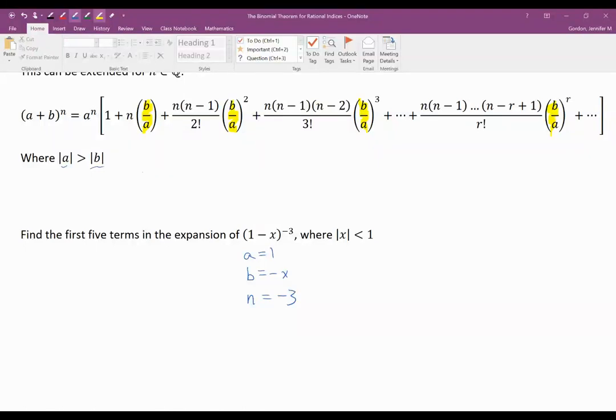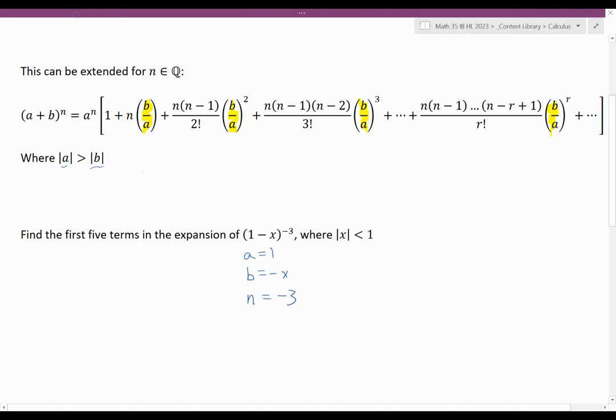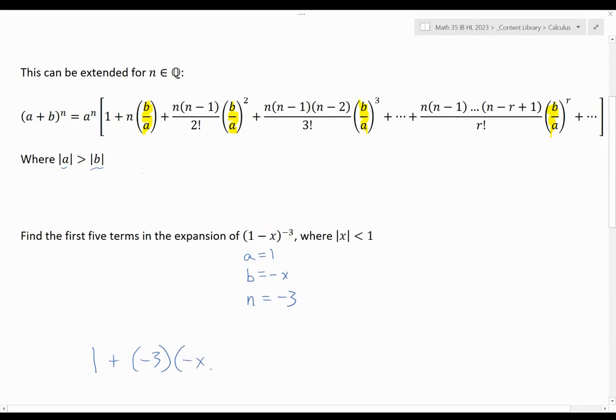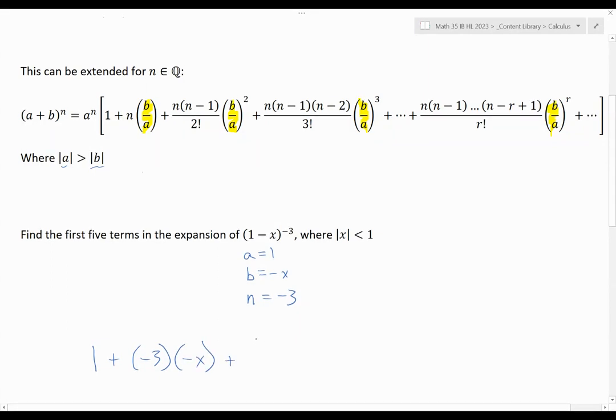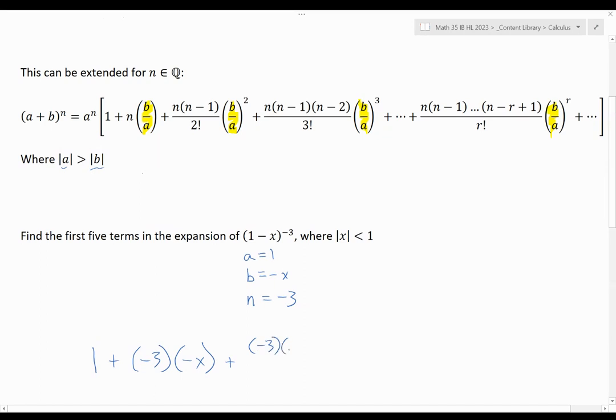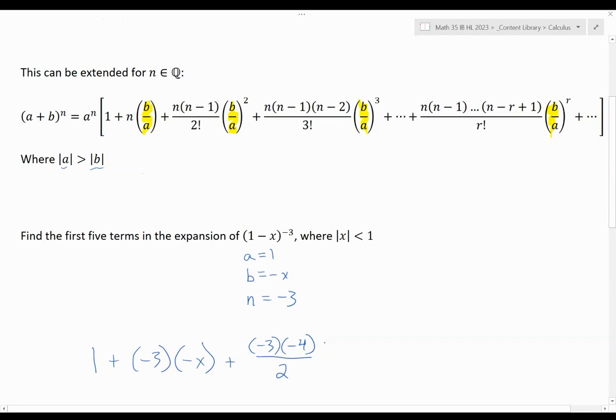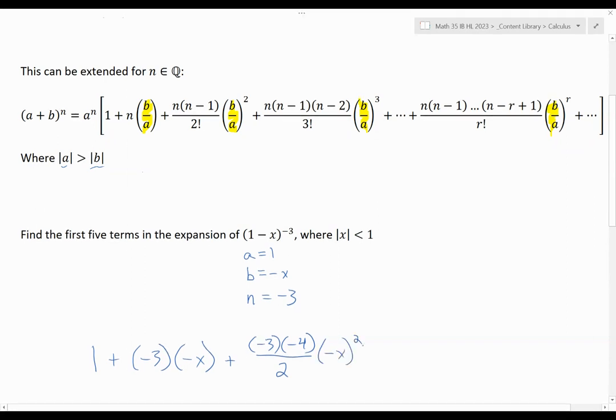So essentially what this formula requires us to do at the outset is factor out the a so that we have 1 plus b over a. So what we end up when we do this, well, a to the power of n is just going to be 1 to the power of negative 3, which is 1. So I can ignore that part of the formula and start with 1 plus n, which is negative 3, times b over a, which is negative x. That's my first term. Now, n times n minus 1, so negative 3 times negative 4, divided by 2 factorial, which is 2, times negative x now squared.